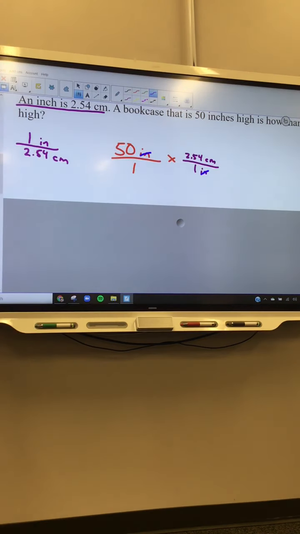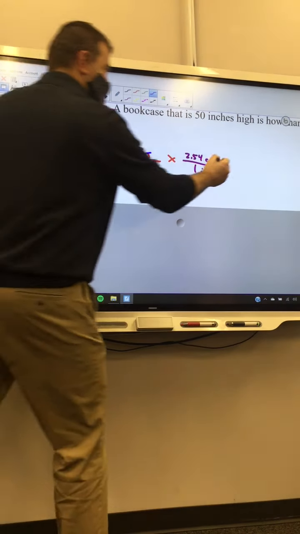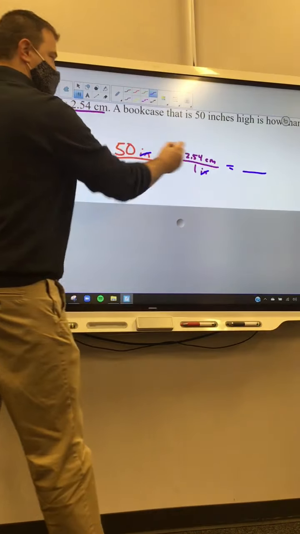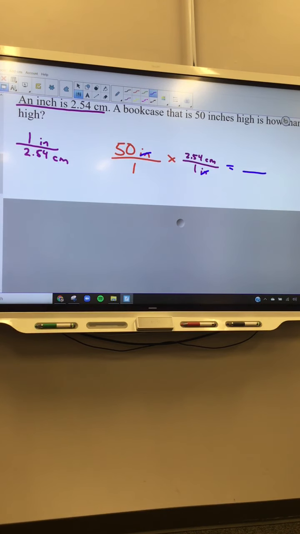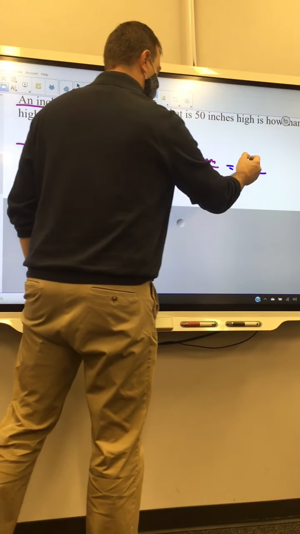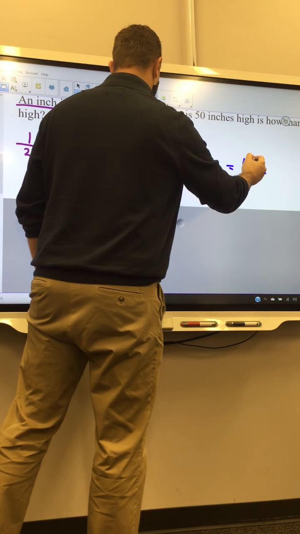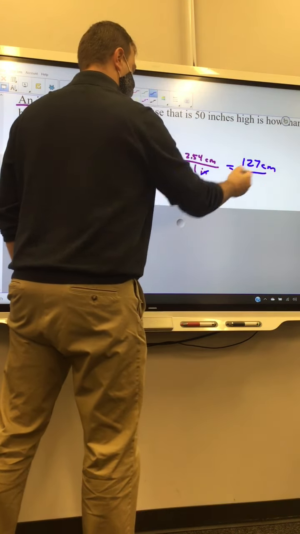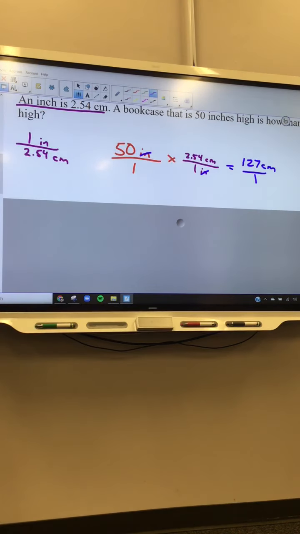Okay, because once again, I'm looking for something that cancels out the inches. I've already got them in the numerator, so my inches need to be in the denominator of my unit multiplier. Now it's just a matter of multiplying across. 50 times 2.54. Isn't it 127 centimeters? 127. That looks about right. 1 times 1 is 1, so I don't really even need the 1 there, but a 50-inch tall bookshelf is the same as a 127 centimeter tall bookshelf.